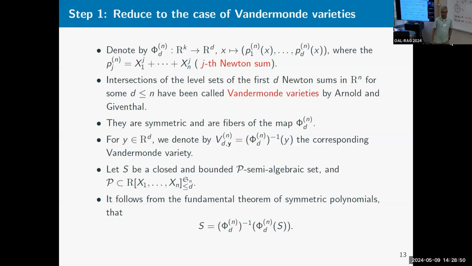So the first idea is to reduce the analysis of these homology groups of an arbitrary symmetric semi-algebraic set to ones which are rather special. And these are called, the terminology, I think, is due to Arnold and Givental, van der Monde varieties. What they are is that you take some level sets of the first few Newton power sum polynomials and intersect them with the Weyl chamber.